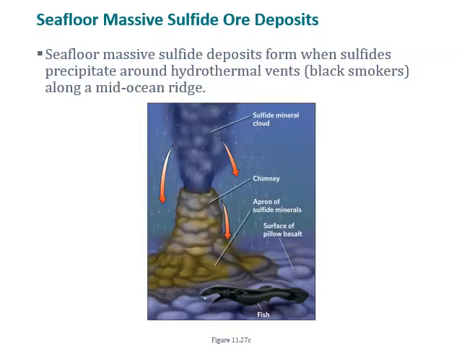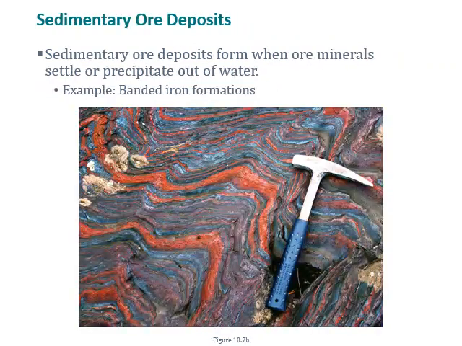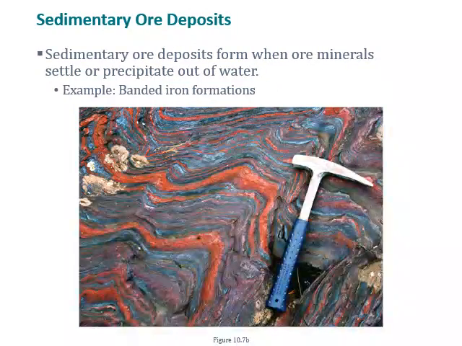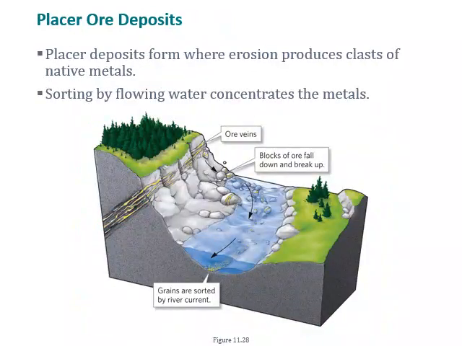Sedimentary ore deposits form when ore minerals settle or precipitate out of water. One example of this is banded iron formation. Placer ore deposits form when erosion produces clasts of native metals that are transported or deposited in stream beds. They are often sorted by flowing water, which concentrates the metals.